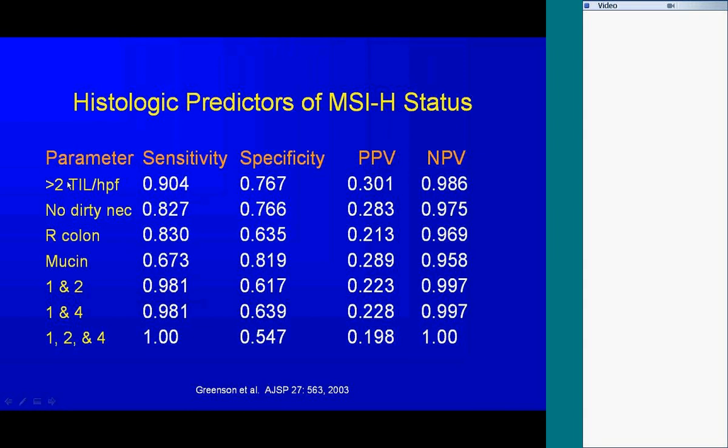So the combination of numerous tumor-infiltrating lymphocytes, no dirty necrosis, and mucinous areas in the tumor does give you a very high sensitivity for detecting MSI-H tumors and referring that case for further molecular testing or for immunohistochemistry.